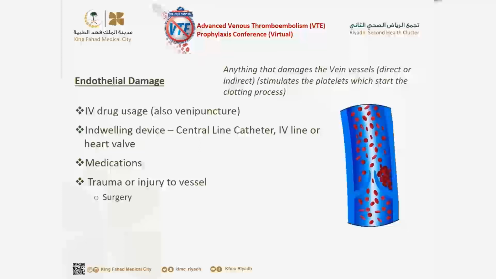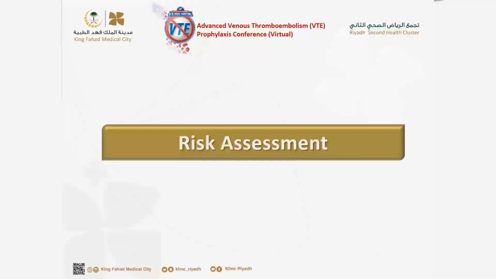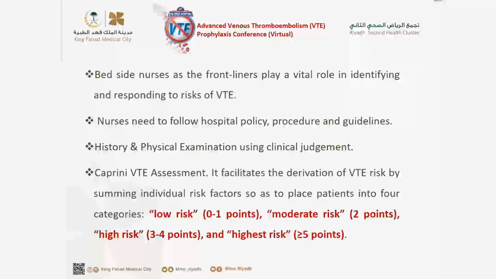The next one that we have is the endothelial damage, and this could be due to IV drug usage, also venipuncture. It could be due to an indwelling device, the central line catheter, IV line, or the heart valves. It could be due to medication or patients who have had trauma or injury to the vessel following surgery. The endothelial damage is anything that damages the vein vessels, direct or indirect, and stimulates the platelets to start the clotting process. So nurses need to know about this so that by the time they get to their risk assessment, they will have a good understanding of what they are actually assessing for.